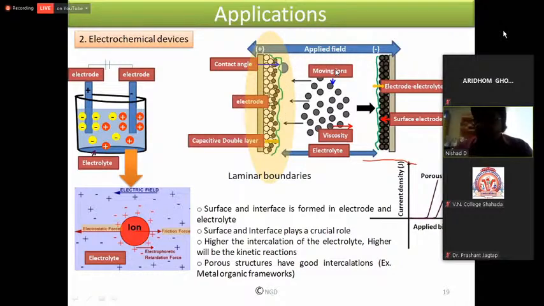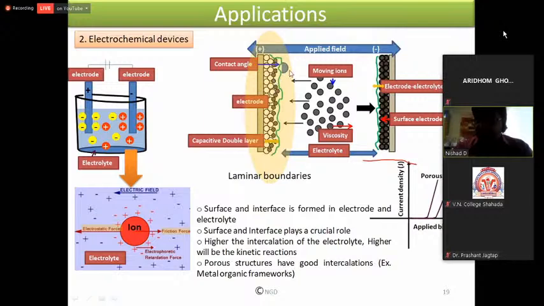So the important point is how I'm going to control this surface, as it will affect the total current and potentials of the device applications. Here you can see that if the surface and interfaces in the electrodes and the electrolyte are porous in nature, there is going to be high intercalation taking place between the electrolyte and the surface of the electrode.